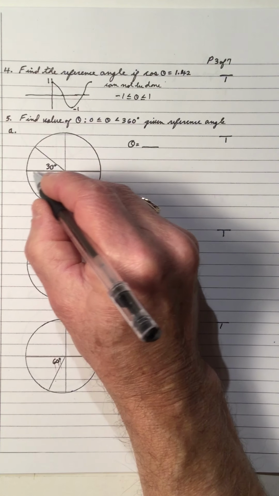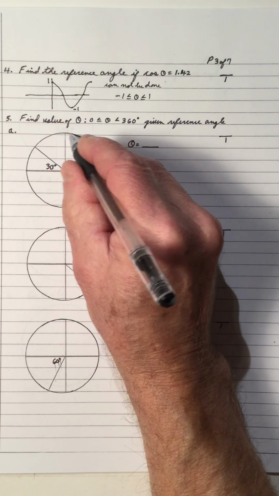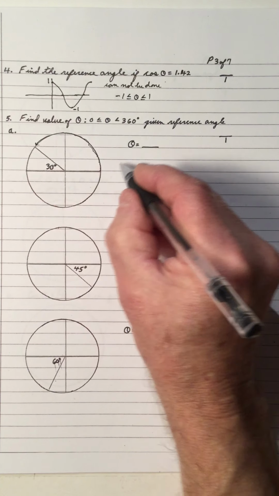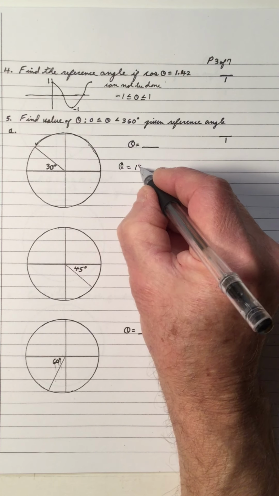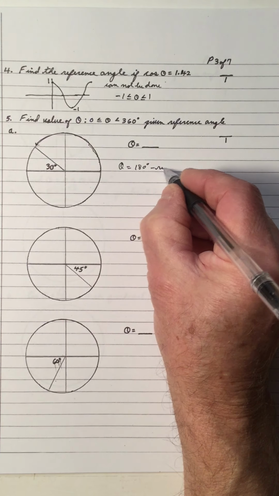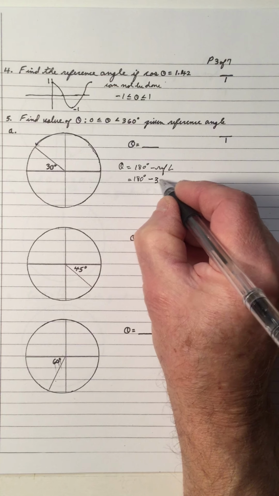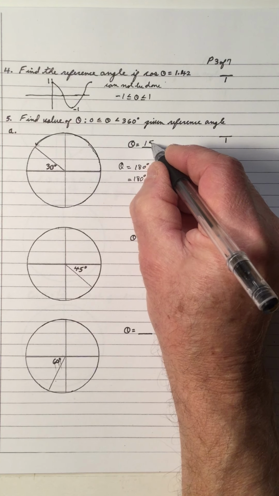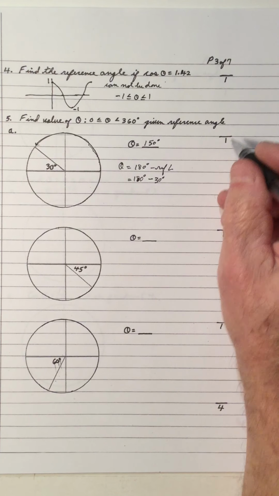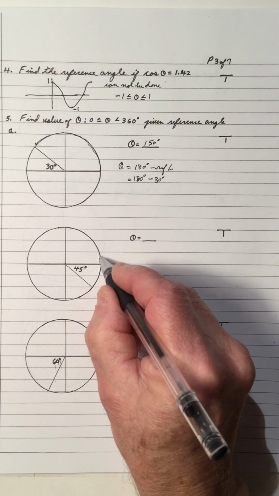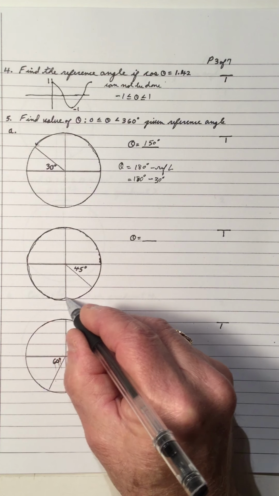So if I have a reference angle between the terminal arm and the x-axis, theta is this rotation, and so theta is 180 degrees minus the reference angle. So it's 180 degrees minus 30 degrees, so theta is 150 degrees on that rotation. Give yourself a mark.